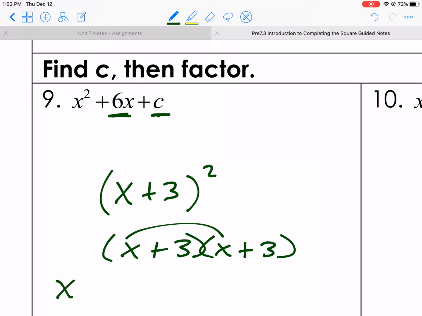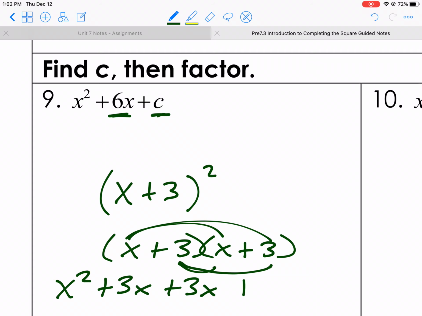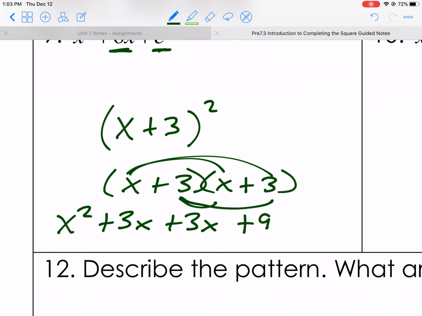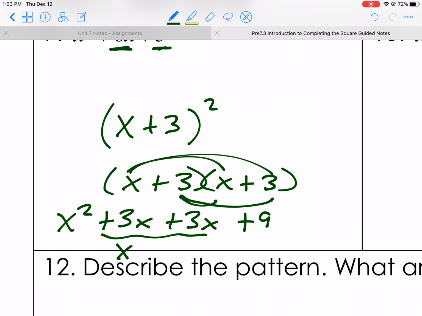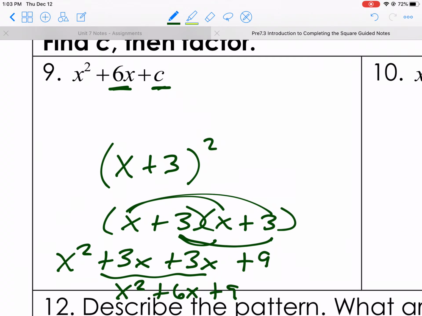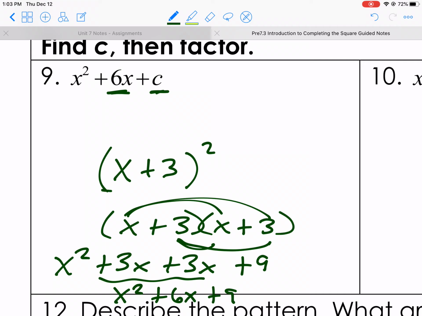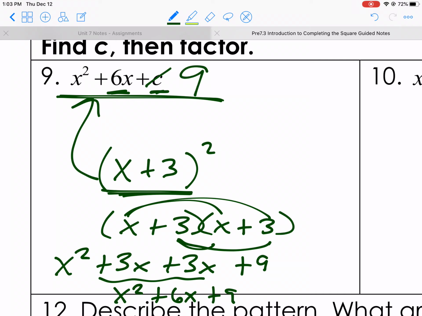We would have x squared plus 3x plus 3x. And what would that final thing be? 3 times 3, that would be 9. Now when I combine these, we'll see that we get x squared plus 6x plus 9. Okay, so I'm on my way. This almost equals this whole thing. I just need to put a 9 where the C is. So I'm going to say plus 9 in that spot, and then I've got it.